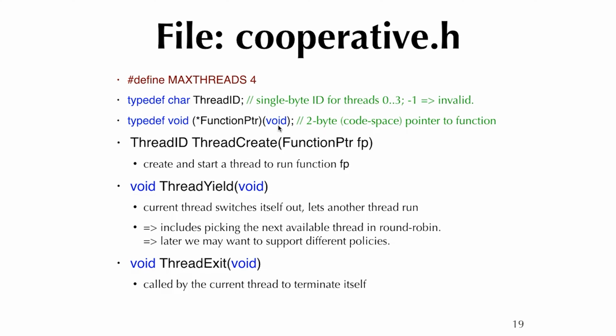So once we have this type, we can then use it to declare thread create. Its argument is a function pointer named FP, and it returns a thread ID as its type, right? That will create and start a thread that runs the function pointed to by FP. That's how you read it.